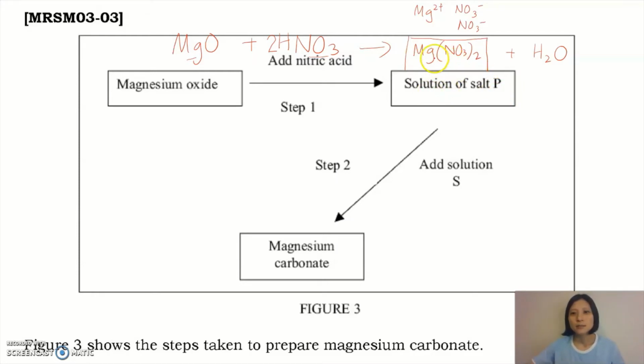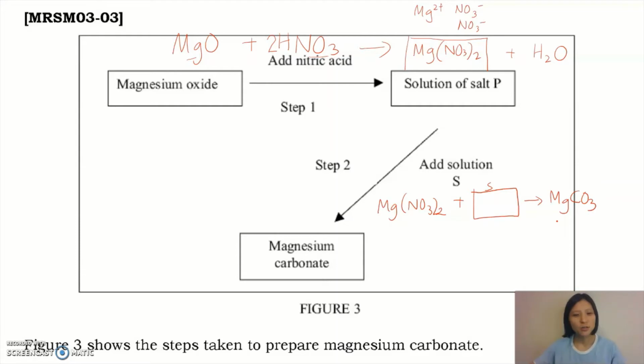The next step is this Mg(NO3)2, right? It must add a solution S, this is solution S, to become magnesium carbonate. So what must we add to become magnesium carbonate? Now think about it. Magnesium carbonate. Is magnesium carbonate soluble or not?